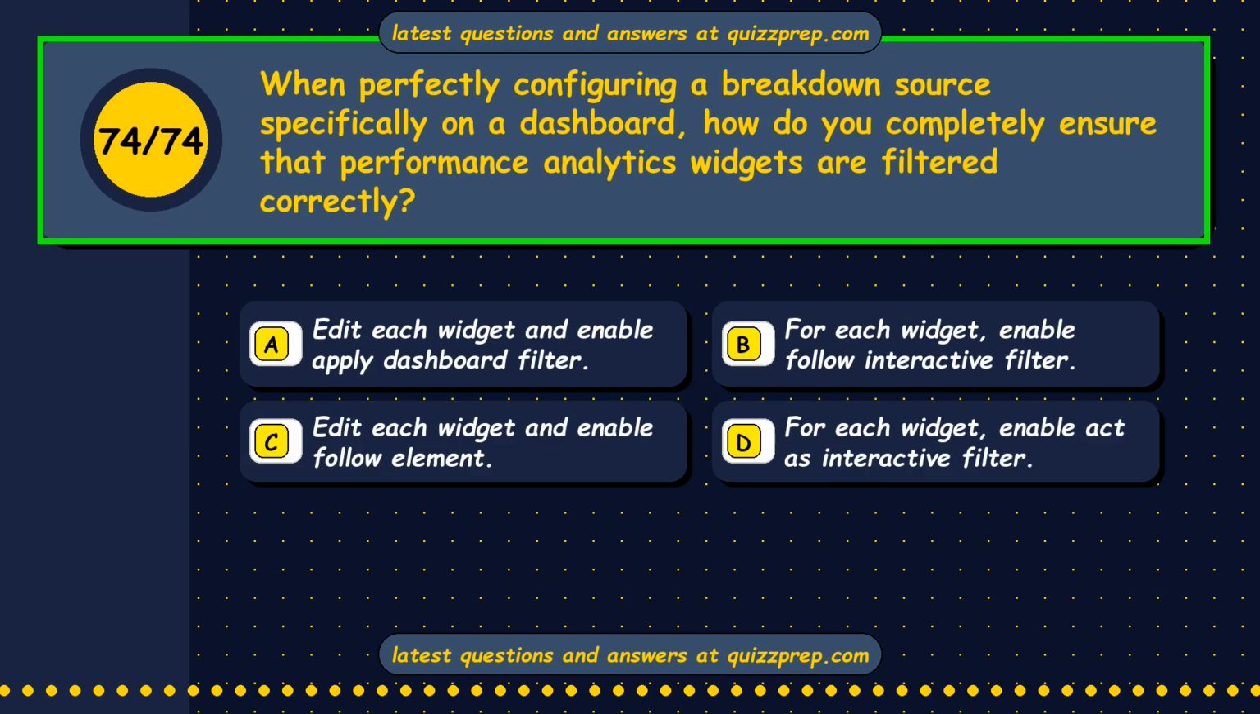Question 74. When configuring a breakdown source on a dashboard, how do you ensure that Performance Analytics widgets are filtered correctly? Option A. Edit each widget and enable Apply Dashboard Filter. Option B. For each widget, enable Follow Interactive Filter. Option C. Edit each widget and enable Follow Element. Option D. For each widget, enable Act as Interactive Filter.